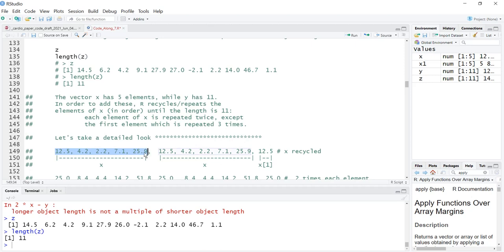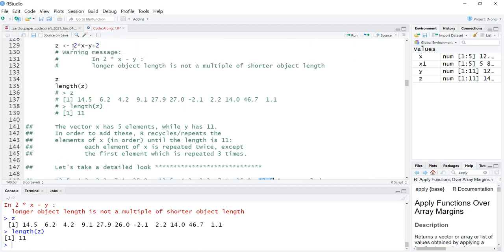So where do I get the next element? I go back to the first element and I add it. And that's still not 11, so I add the next one. That's still not 11, I keep going. Now I've run to the end of it again. I still don't have 11. What do I do? I come back to the first element again and recycle these elements until I have the right number of elements. Okay? So if you remember that z is 2 times x minus y plus 2.